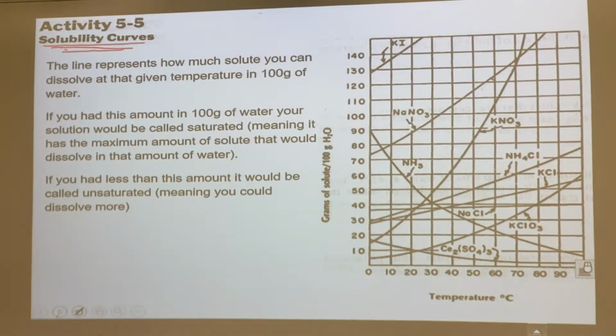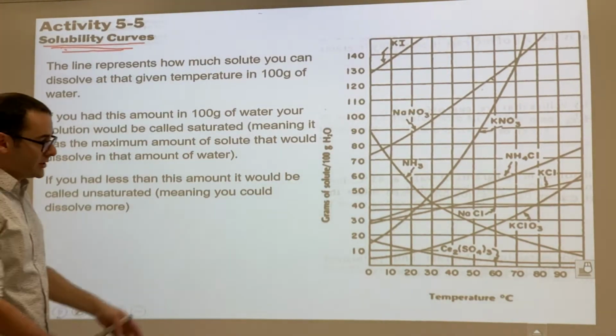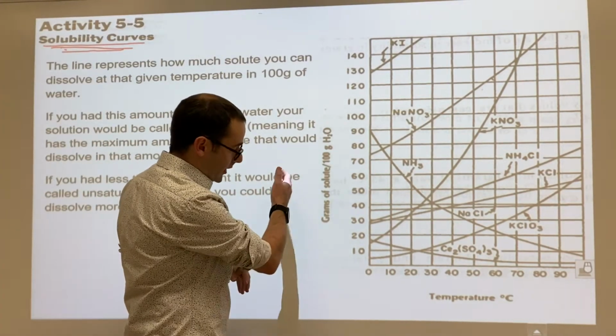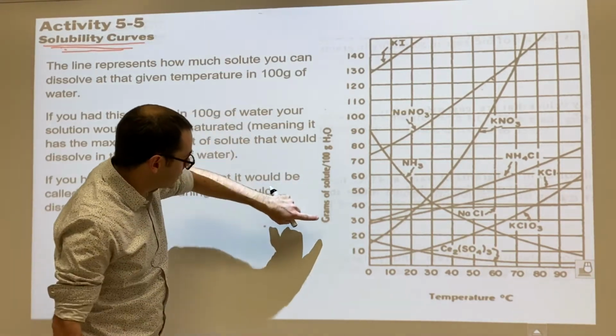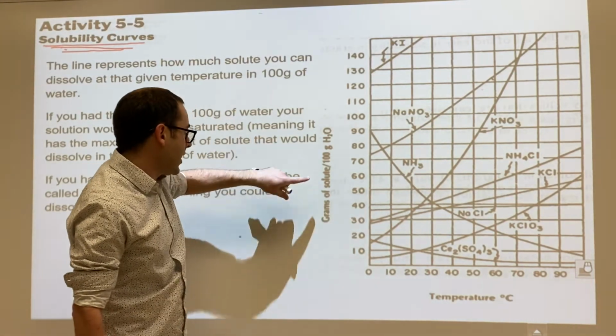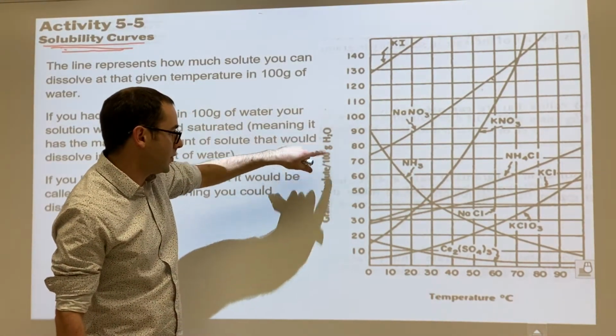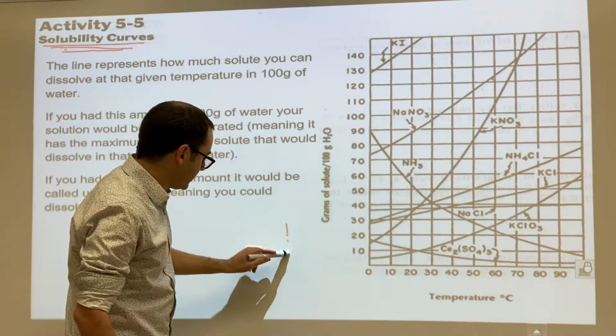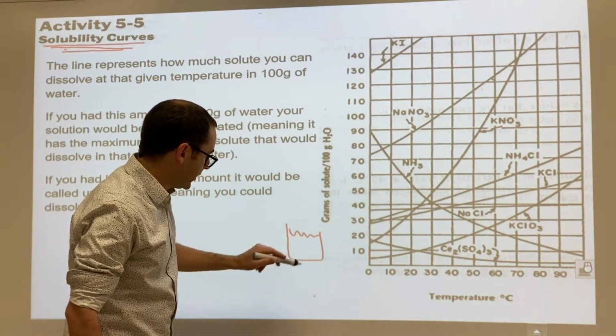So the line represents how much solute you can dissolve at that given temperature in 100 grams of water. So let's take a look at the X and the Y axis here. This is grams of solute, which each of these are the different solutes here, and it's per 100 grams of water. So if you imagine this, we have a little beaker here.